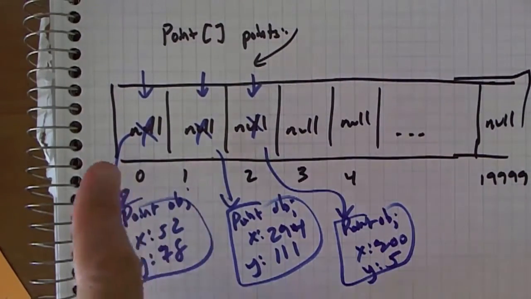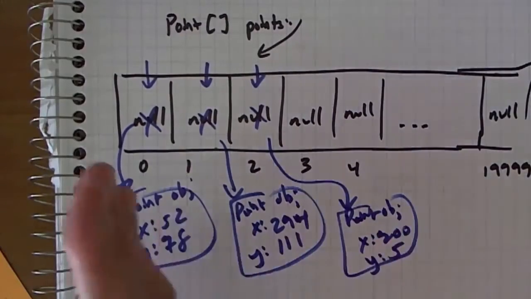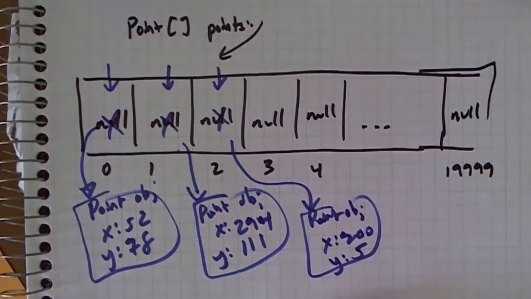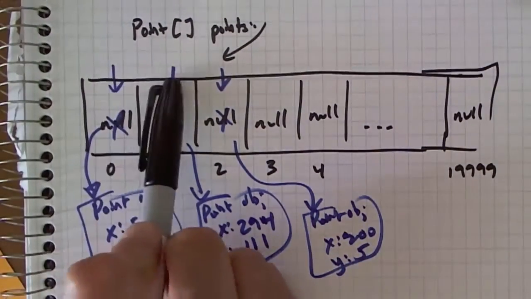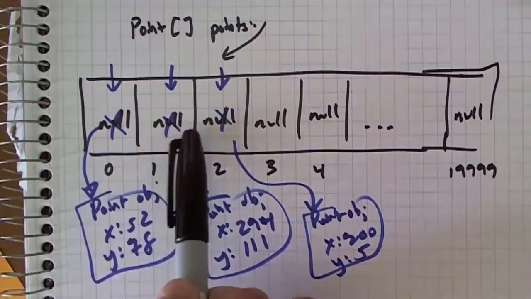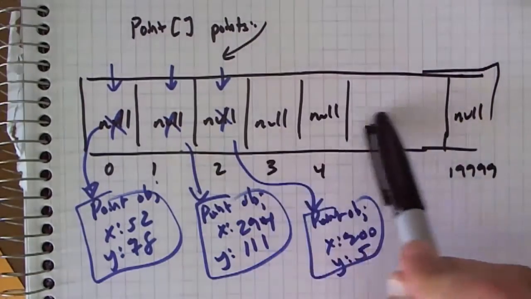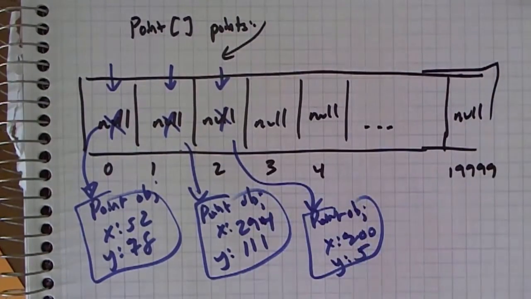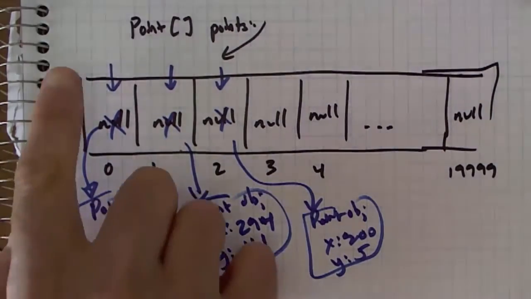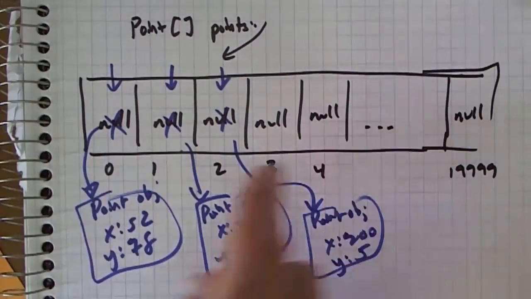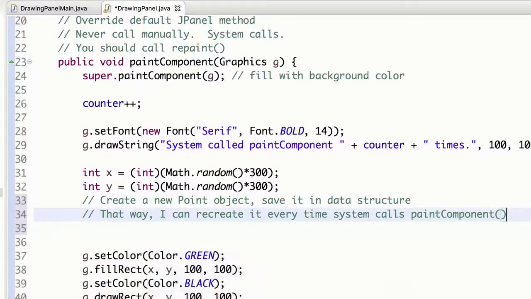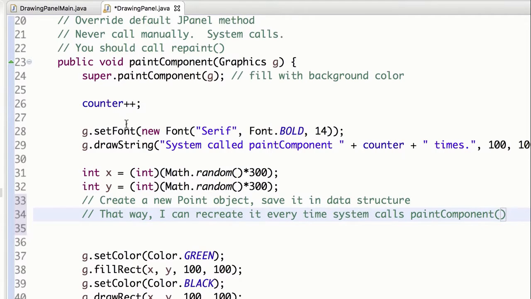So you can see that having a data structure allows us to store the information, to redraw it every time we call paint component. We can see also that we need some kind of pointer to keep track of where we're at in the array, right? Because we don't want to draw these, as this would give us a null pointer. So we need some kind of counter to keep track of how many of these points we have. And then of course we already have our data structure, but I'm just pointing out how we're about to use it. The good thing is we already have that, and it's counter, right?